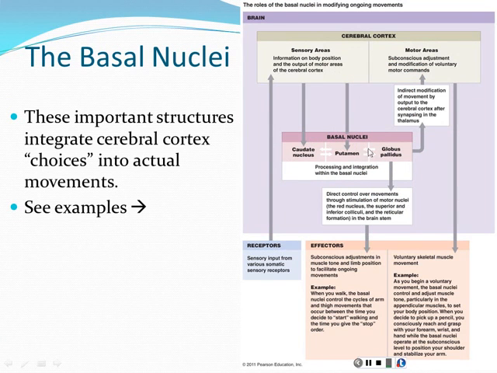And then as that's happening, the motor areas of the cortex are sort of monitoring everything to make sure that the action is proceeding as expected. And if it's not, then the cerebral cortex can intervene and adjust what the basal nuclei are doing. So they give you some examples like, the brain decides to start walking and stop walking, but it's the basal nuclei that actually make the walking happen.